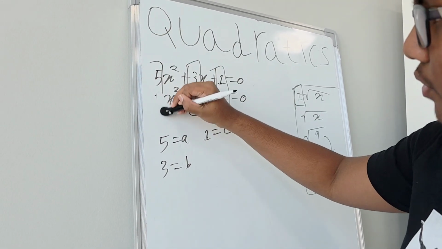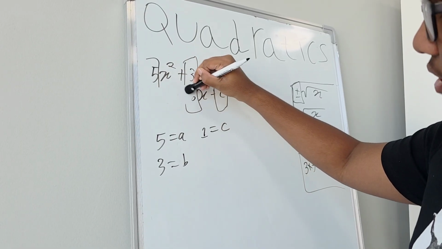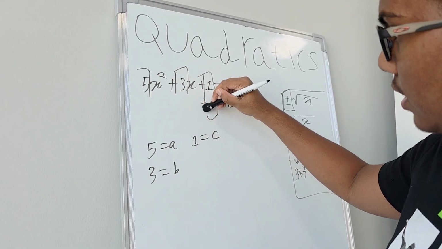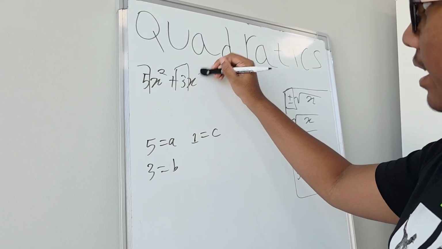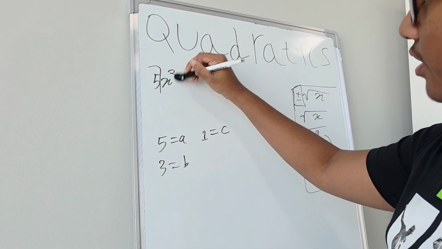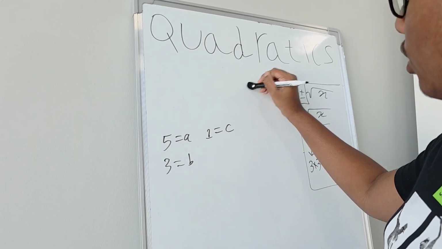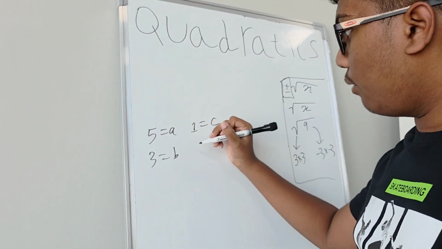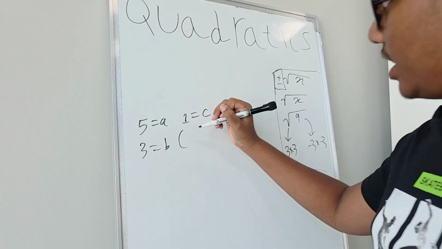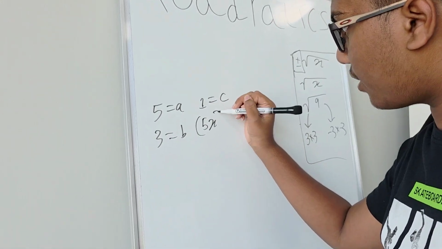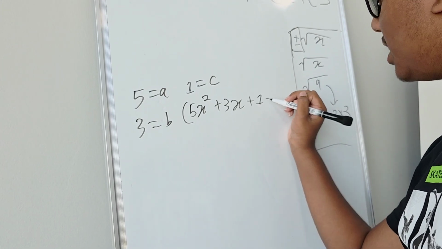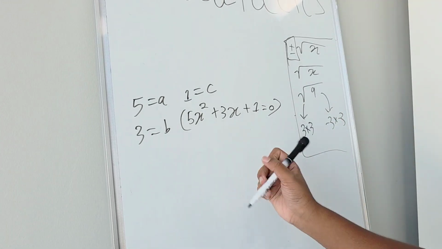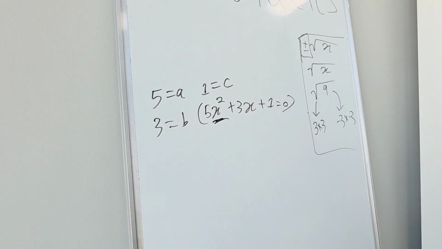So now that we've gotten everything that we need to solve this question, we can completely erase this and disregard it. But just so you know which question we're solving, I am going to write down the equation here: 5x squared plus 3x plus 1 is equal to 0. And we want to find out the value of x. Okay?